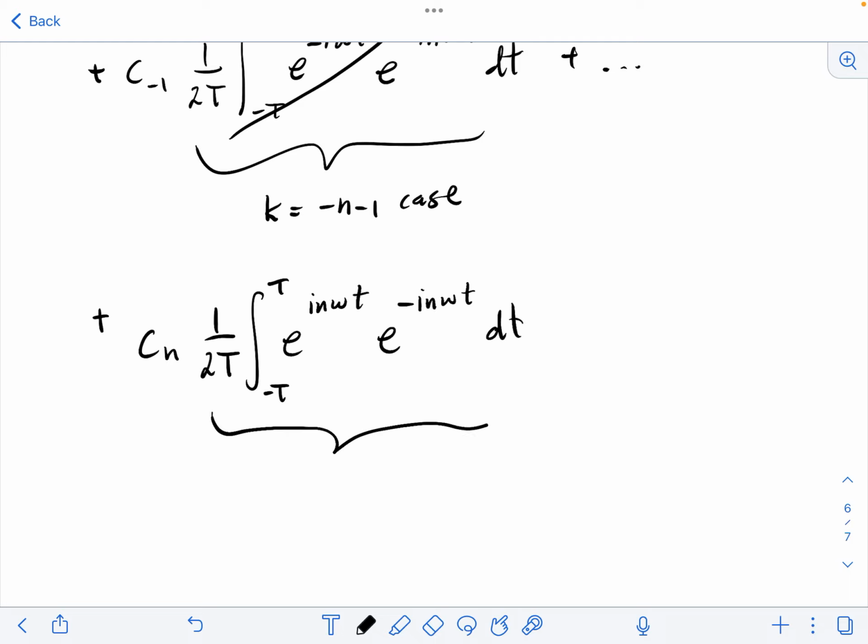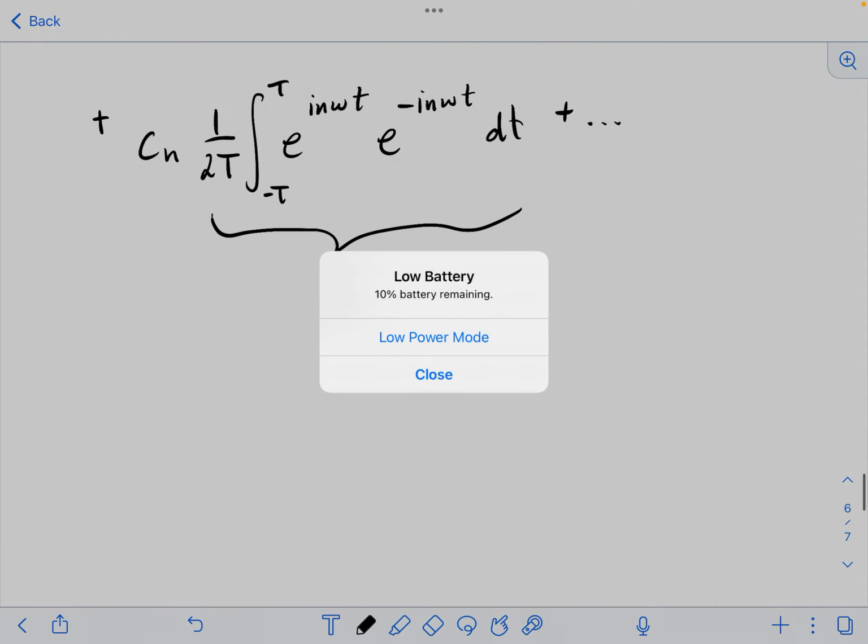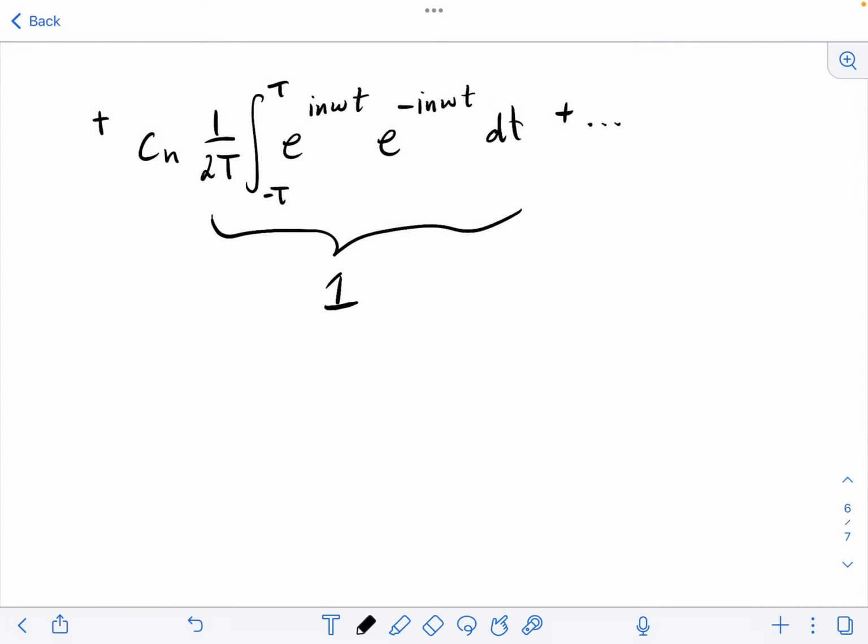And then there's more terms, like there's the c minus n term, the c n plus 1 term, and those will all evaluate to 0, and the only non-zero term is the cn, and so we would have that cn is equal to 1 over 2T, integral from minus T to plus T, f of t e to the minus i n omega t dt.